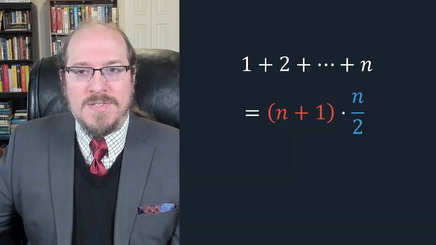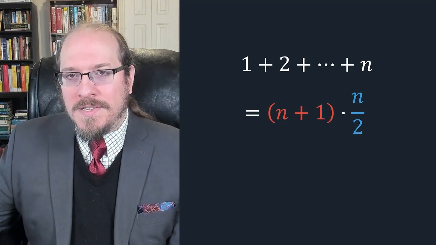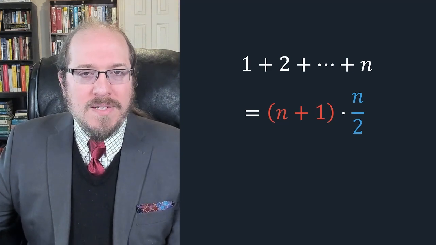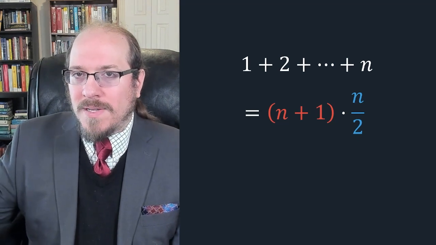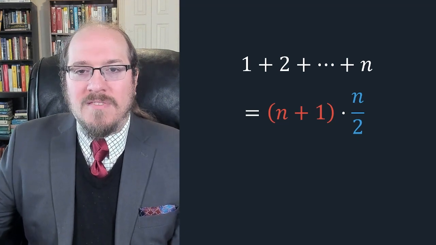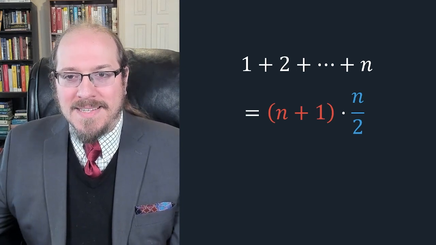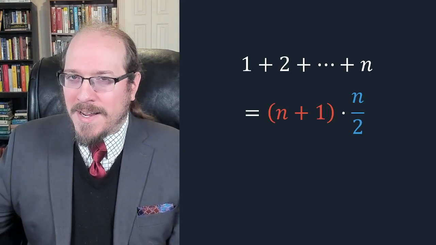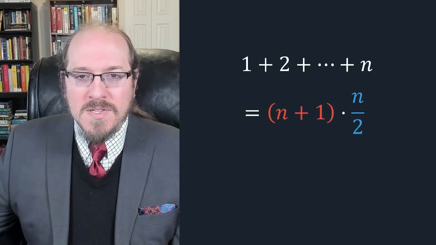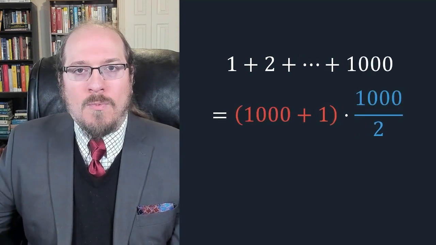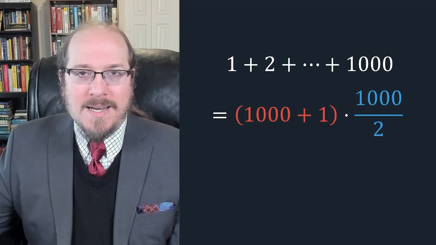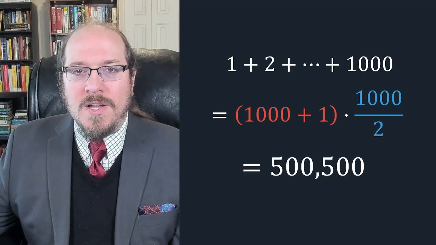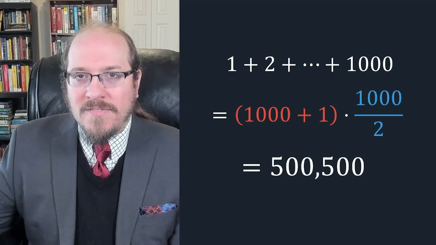But the cool thing about this story is that it has a mathematical result embedded in it. If you're adding up the integers from 1 through n, the result is (n + 1) times n over 2. The last number plus the first number times the number of pairs. And yes, this even works if n is odd, and I invite you to figure out why. So for example, if you added up all the numbers from 1 to 1,000, the result would be (1,000 + 1) times 1,000 divided by 2, which would give you 500,500.